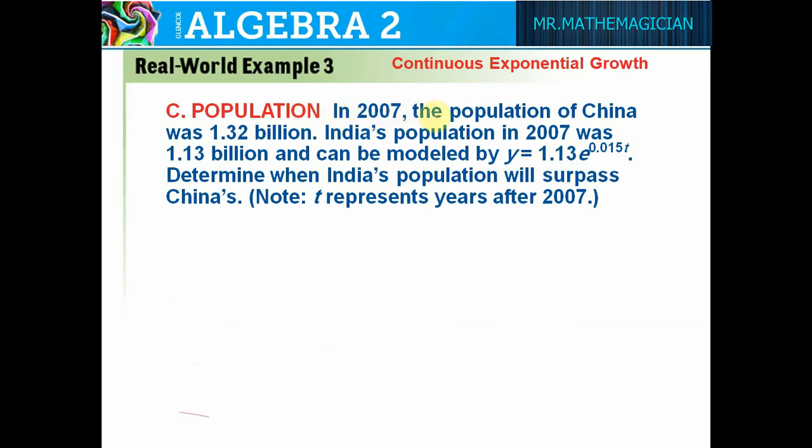In 2007, the population of China was 1.32 billion. India's population in 2007 was 1.13 billion, and can be modeled by y equals 1.13 e to the 0.015 t. Determine when India's population will surpass China's population. Surpass means will be larger, will be greater than.